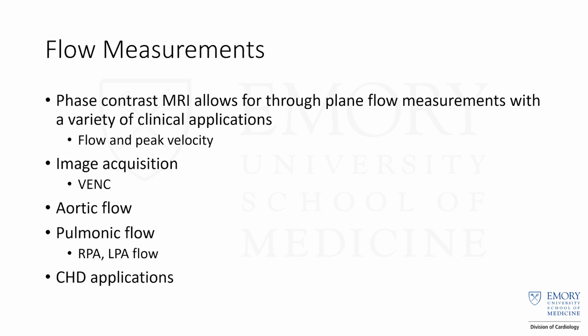Things that we calculate typically are the aortic flow. So we take a slice right after the tips of the aortic valve in the aorta, and you can get the exact flow in milliliters out of the aorta. We also get the pulmonic flow, including the right pulmonary artery and left pulmonary artery flows. So this has a lot of congenital heart disease applications.